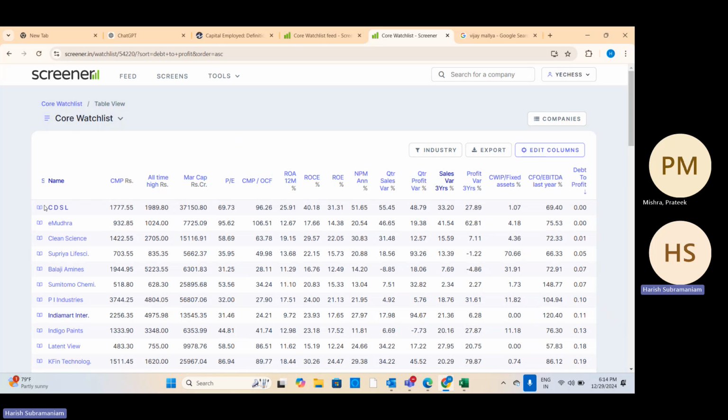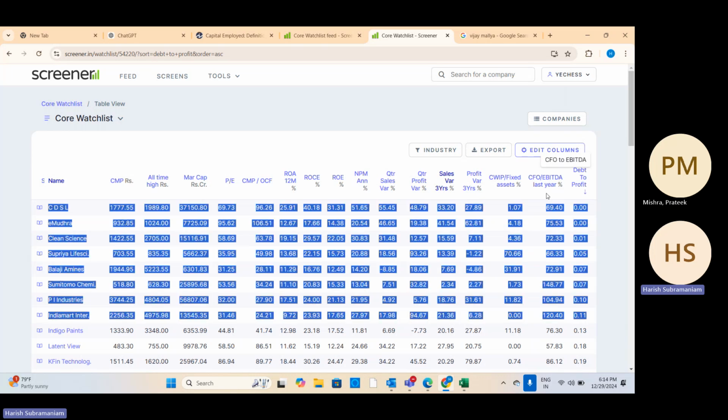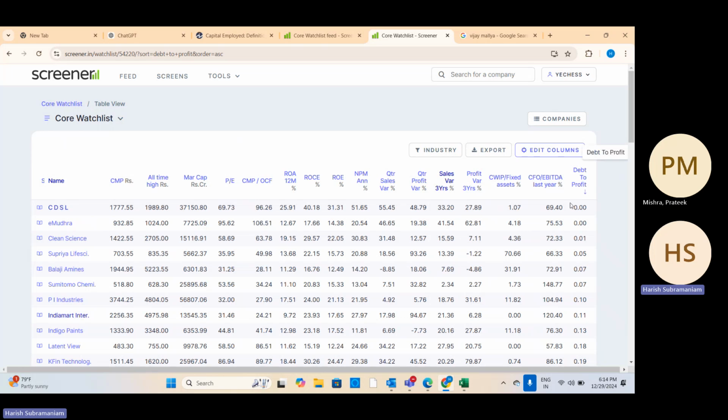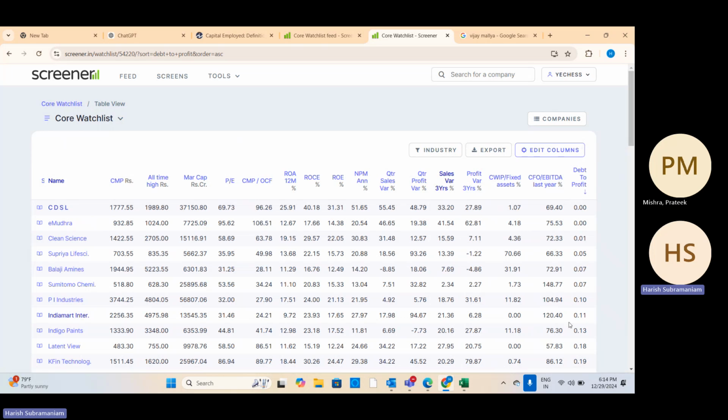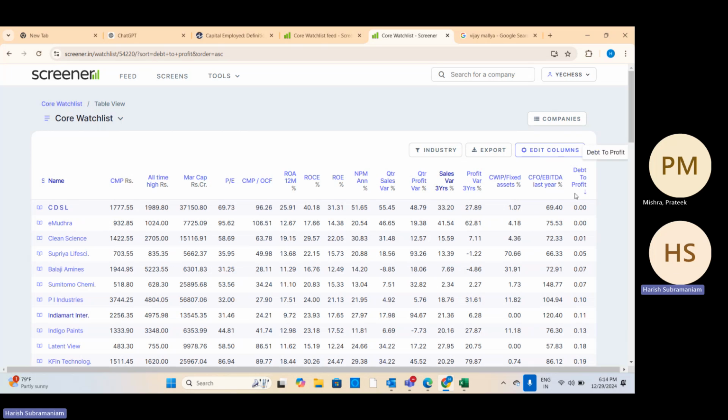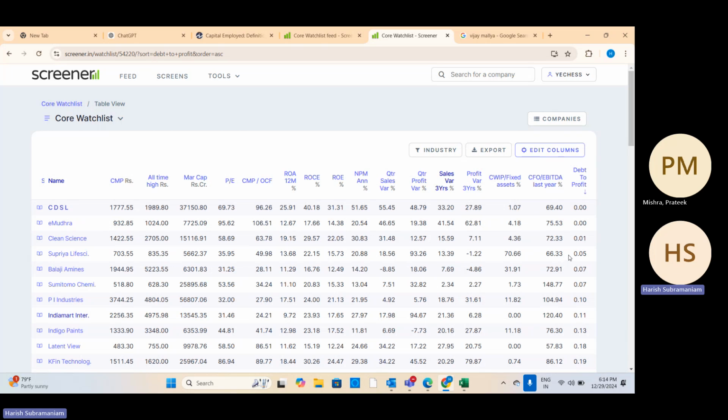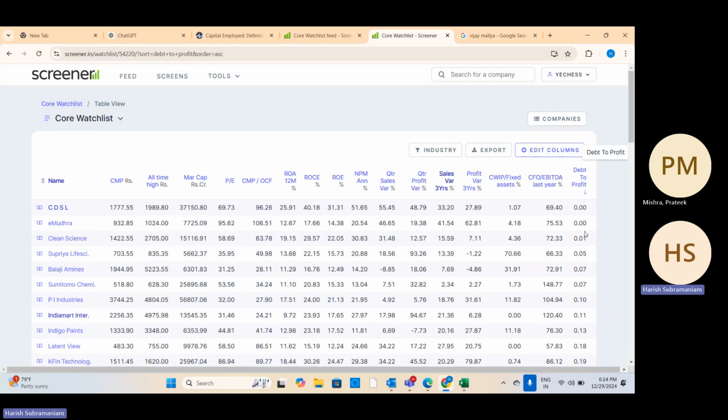So as we can see here, these companies, CDSL, eMudra, Clean Science, all these companies here have a very small debt as compared to their profits, right? All these companies, which means from a debt perspective, they are very, very safe. Even if you buy the company and, let's say, for a couple of years it doesn't make great profit, it makes some losses, or the profitability is not great, it faces some challenges, there is no problem because we know that the company will not sink.